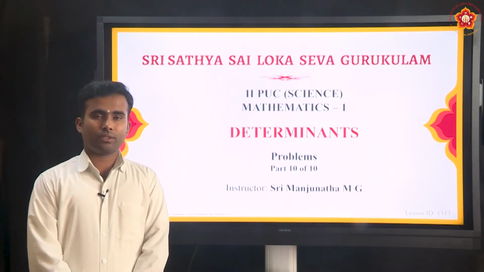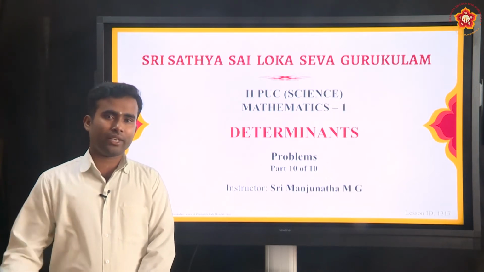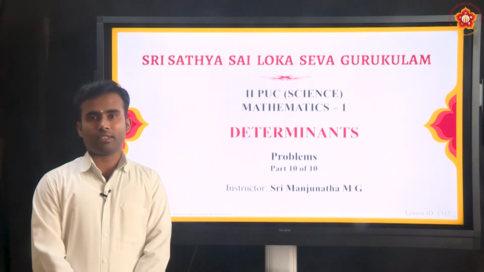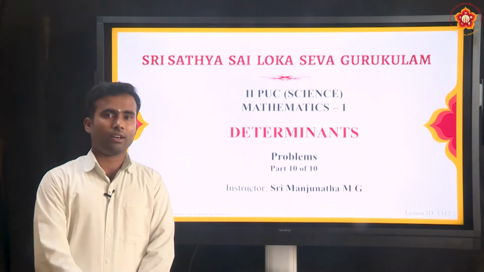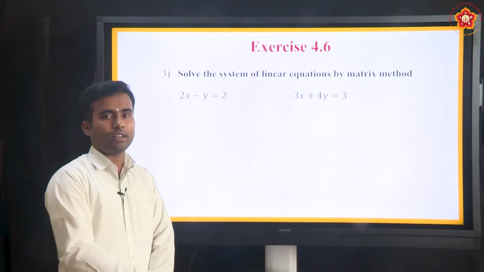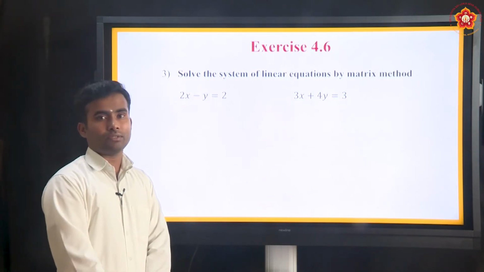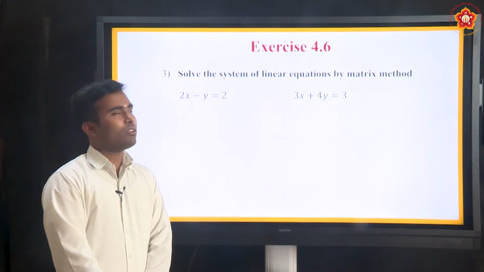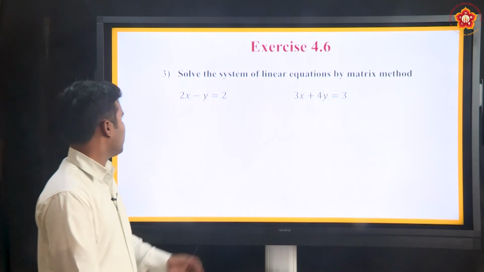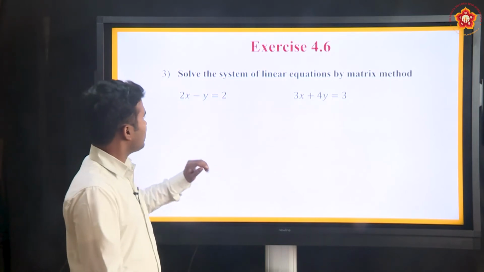And today we are going to start exercise 4.6, as we have done some problems already from exercise 4.6. Today we will continue that. What we learnt yesterday is to find a solution of a system of equations by using the matrix method. And here we have two linear equations.